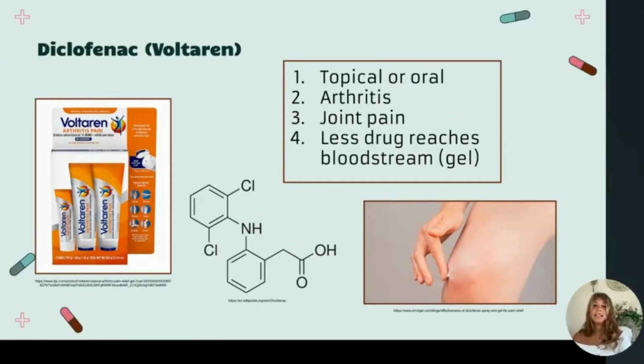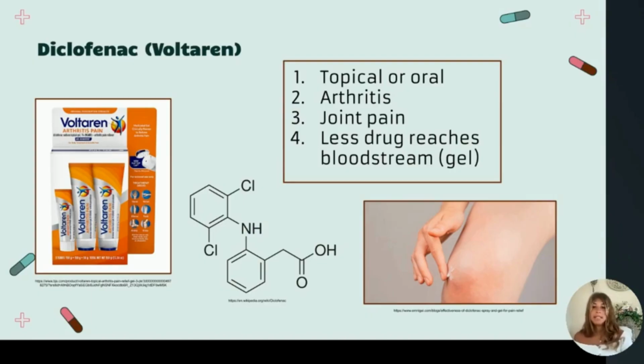Another common NSAID is diclofenac, which is sold under brand names like Voltaren. Diclofenac works the same basic way as the other NSAIDs by blocking the COX enzymes. This lowers the production of prostaglandins, which helps reduce pain and inflammation. One thing that makes diclofenac a little different is that it comes in both oral tablets and topical gels. The topical gels can be rubbed directly on the painful area like a knee, ankle, or hand. This is especially helpful for people with arthritis or joint pain because the medicine is delivered right to where it's needed.